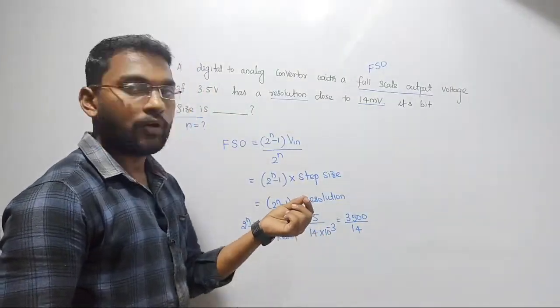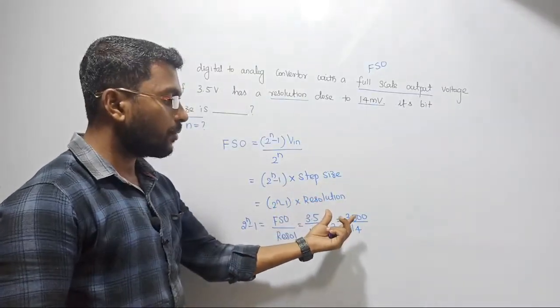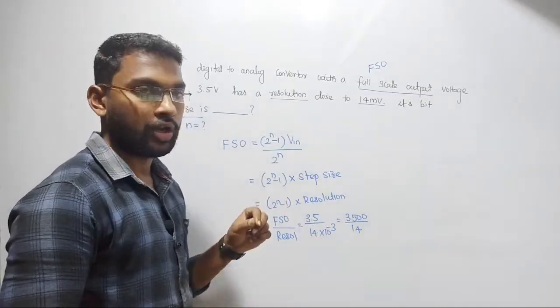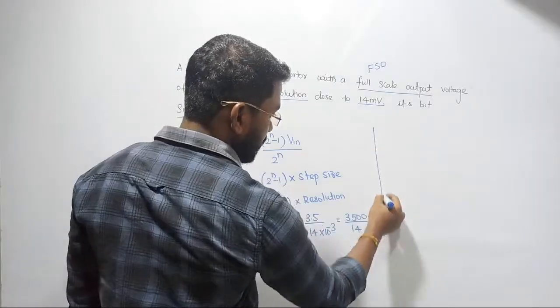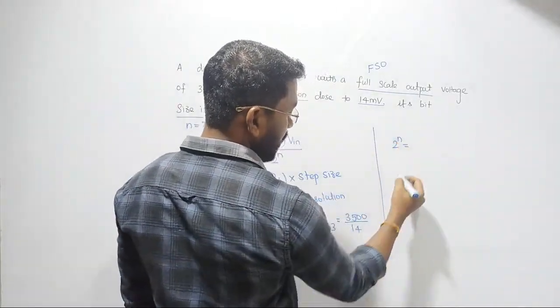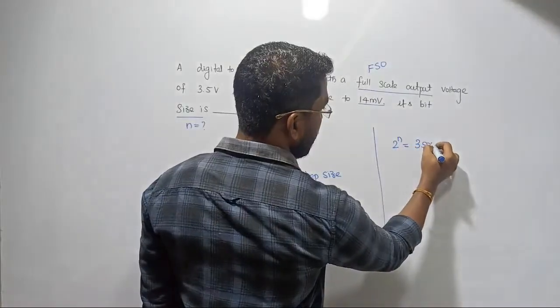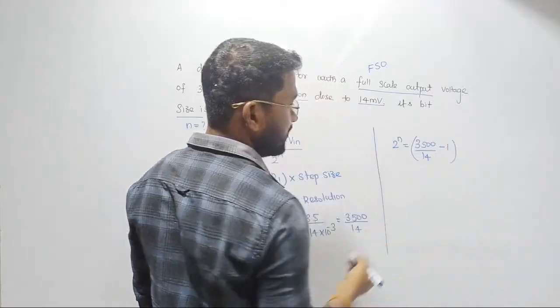It will become 10 power plus 3. That is known as 1000. So 3.5 into 1000 is going to be what? 3500 only upon 14. Clear? That is the value of 2 power n minus 1. Let us reduce this function. From this, I can say it can be further written as 2 power n, which will be equal to 3500 upon 14, minus 1. Correct? Of course, that is the exact data.